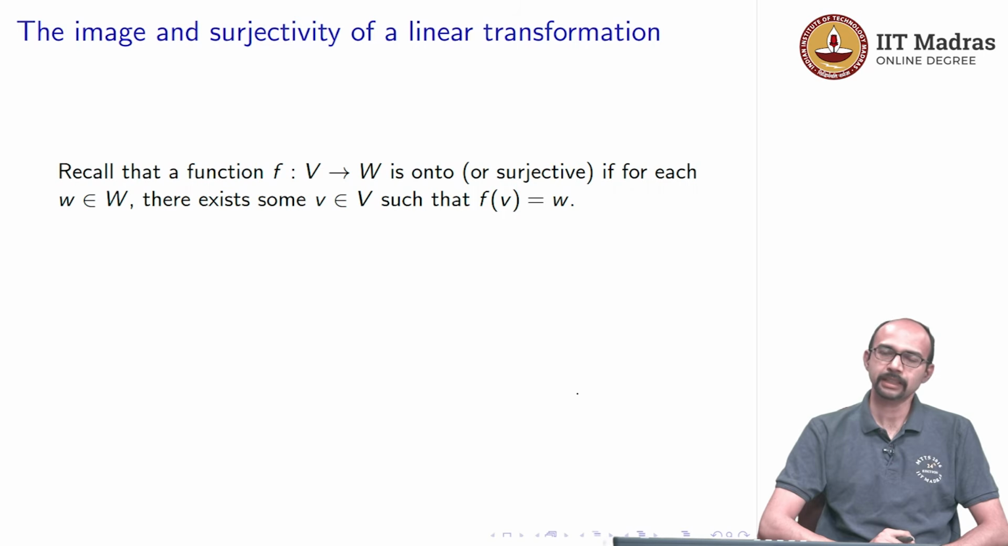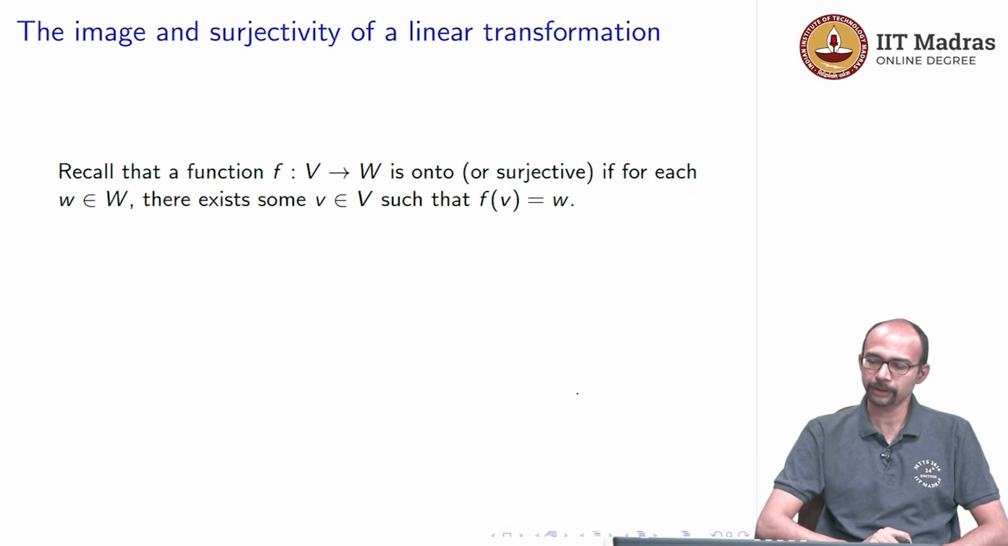So, let us again see the relation, like kernel is related to being injective. Let us study what is the relation between the image and the surjectivity of a linear transformation. So, recall that a function f from V to W is onto or surjective if for each w in W there is some v in V such that f of v is w. In other words, the range of this function is the entire W.